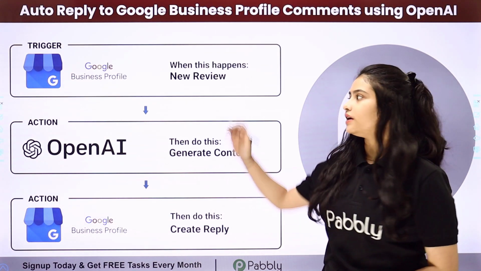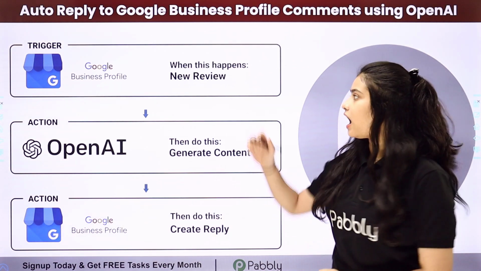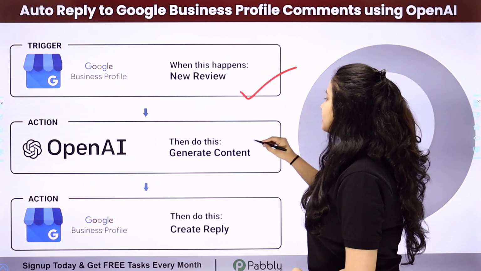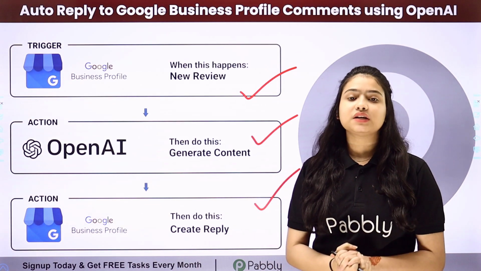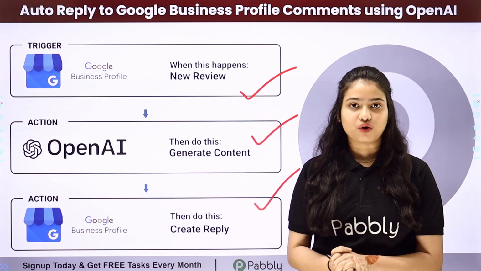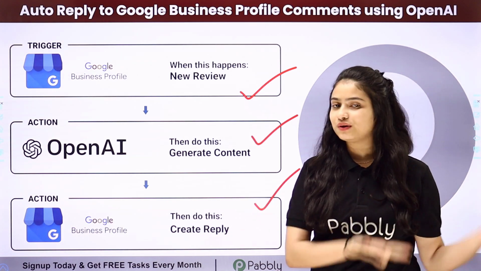For this, we will have to integrate all these applications, and that we are going to do with the help of Pabbly Connect. Now here we have Google Business Profile in our trigger, and then we have OpenAI and again Google Business Profile in our action. So we are going to connect all of them by using Pabbly Connect in order to automate this entire process. And to learn this entire automation step by step, let me take you all to my screen.